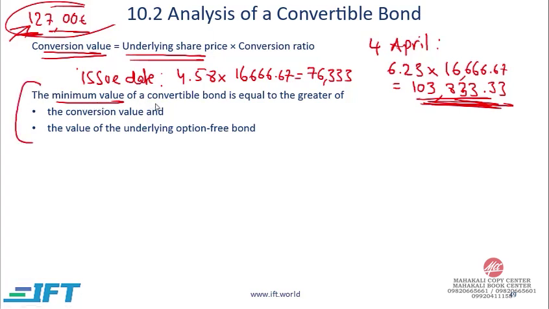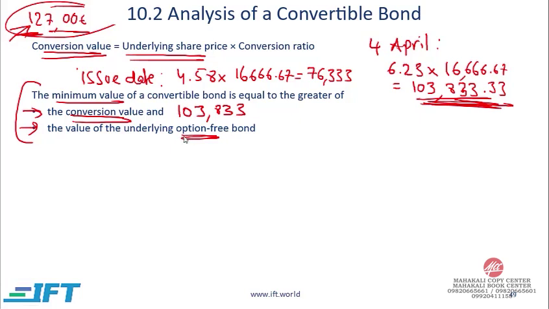The minimum value of a convertible bond is equal to the greater of these two numbers. The two numbers are the conversion value, which on 4th April is 103833, and the value of the underlying option-free bond. If we assume that the conversion option is not there, we can look at the future cash flows and discount at the appropriate interest rates.